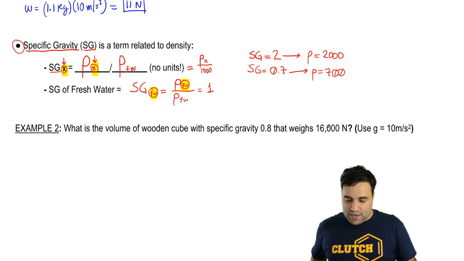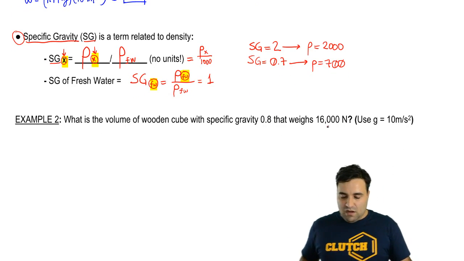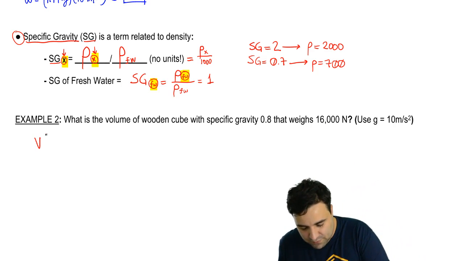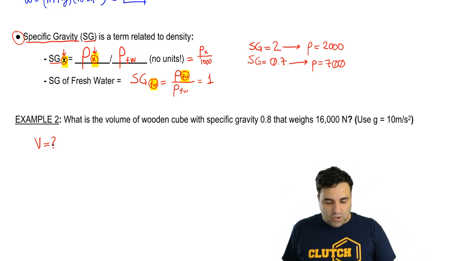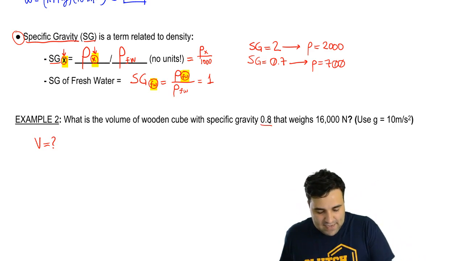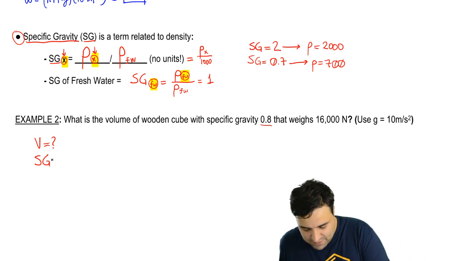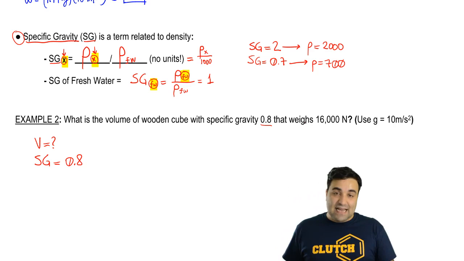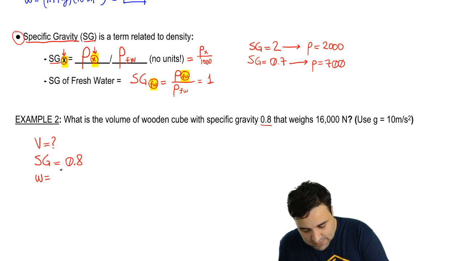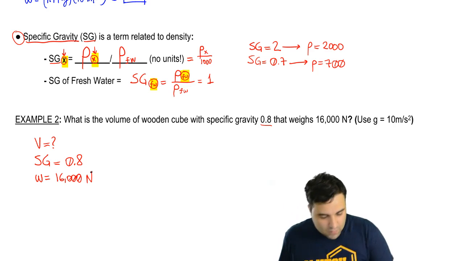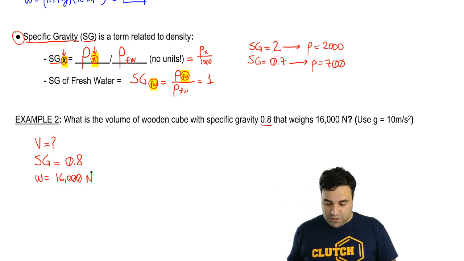Let's do an example here. It says, what is the volume of a wooden cube? So I want to know the volume of a wooden cube with a specific gravity of 0.8, that weighs 16,000 newtons. So the specific gravity is 0.8, and the weight is 16,000 newtons. What is the volume? Okay, so can we do anything here? Where am I going to get the volume from?